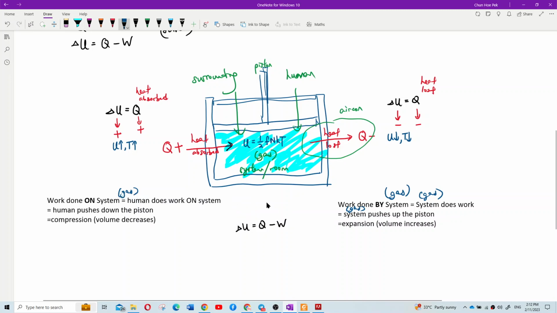So work done on system. Who does the work? Human. So work done on the gas means it must be human compressing. Human can compress the gas, but gas can expand. Gas can push up the piston. Human can push down the piston. Understand?